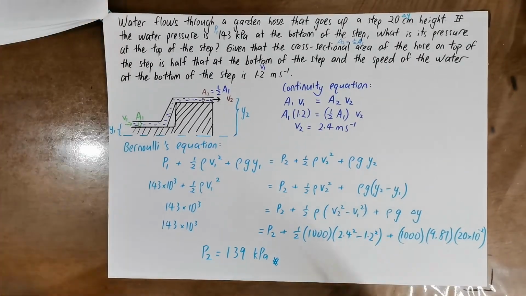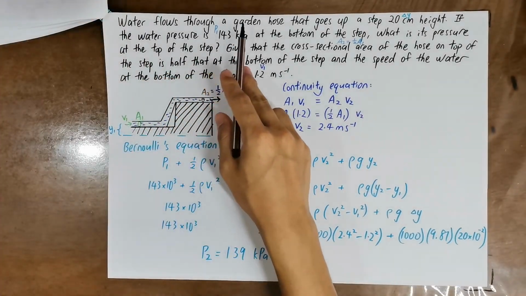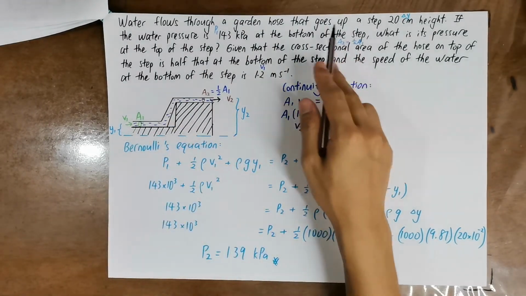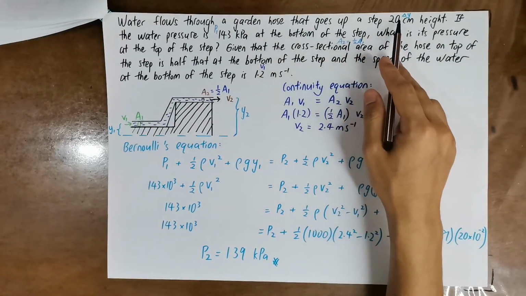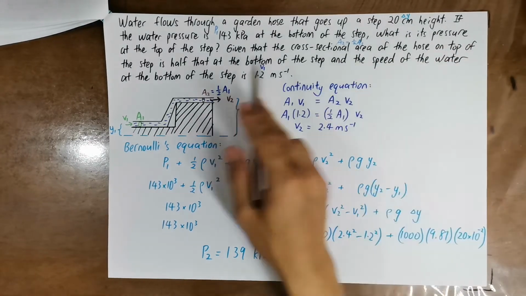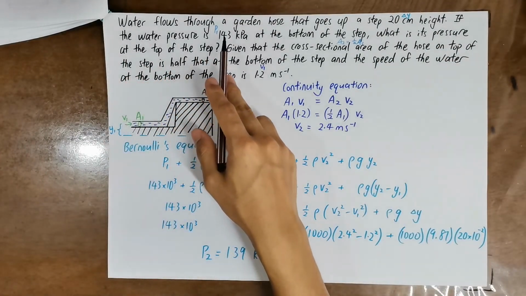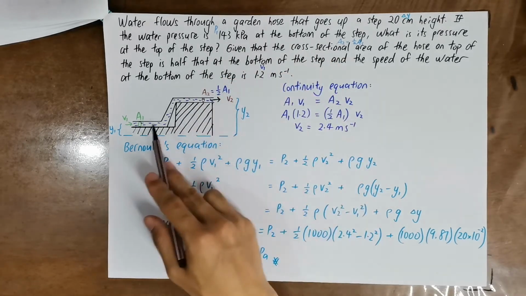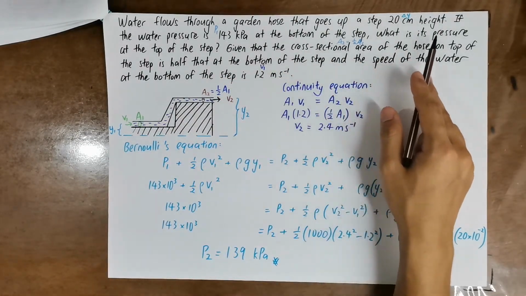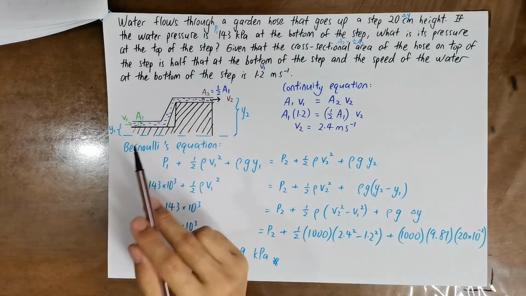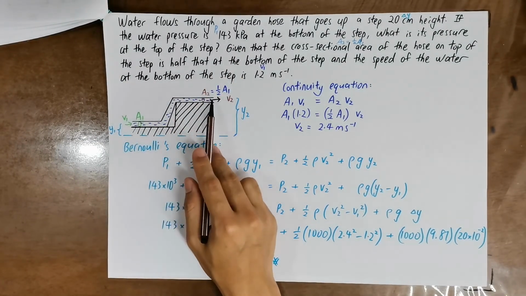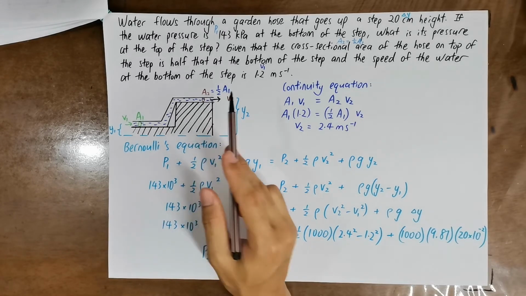Water flows through a garden hose. This is a hose, a pipe that goes up a step 20 cm high. If the water pressure is 143 kilopascal at the bottom of the step, what is the pressure at the top of the step? So you know that 143 kilopascal is here, and now you don't know how many pascal here.